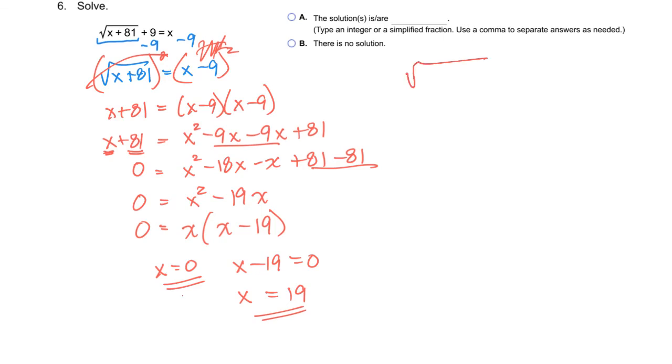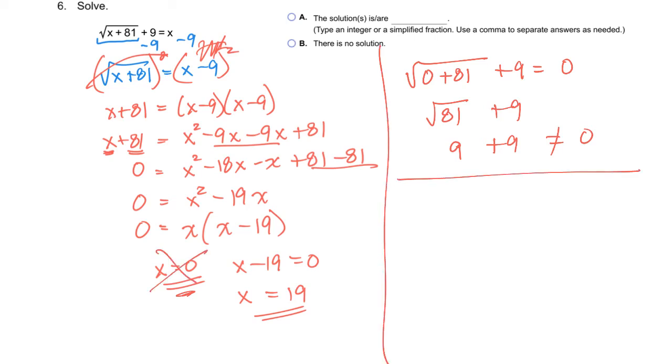So the square root of, let's try 0 first. 0 plus 81 plus 9, is that equal to 0? 0 plus 81, that's 81. And the square root of 81 is 9. And 9 plus 9, yeah, not equal to 0. That one can't be an answer.